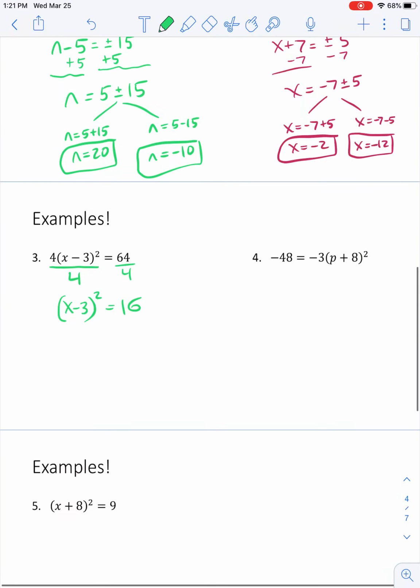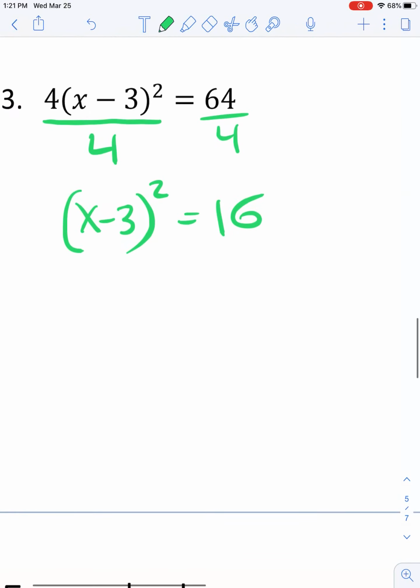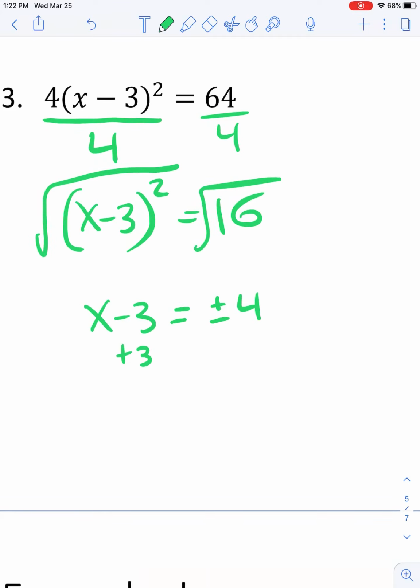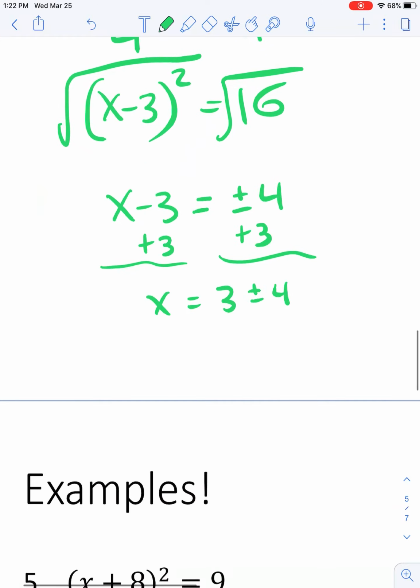That's what I get when I divide 64 by 4. So x minus 3 squared equals 16. I'm going to square root both of those sides to get the x minus 3 squared alone. That's going to give me just x minus 3 equals plus or minus 4. Now I'm going to add the 3 to both sides, and I'm going to get x equals 3 plus or minus 4.